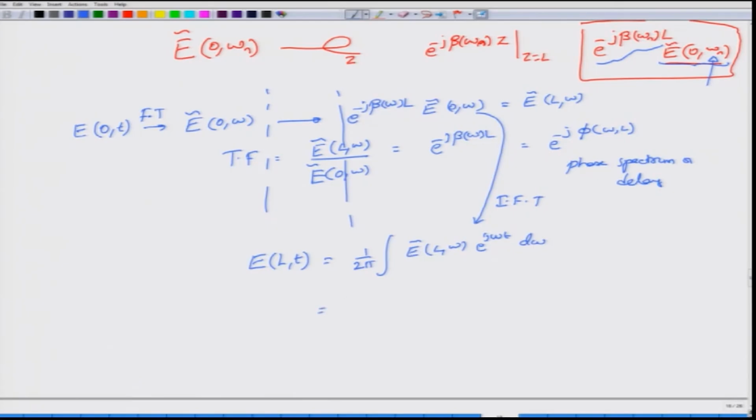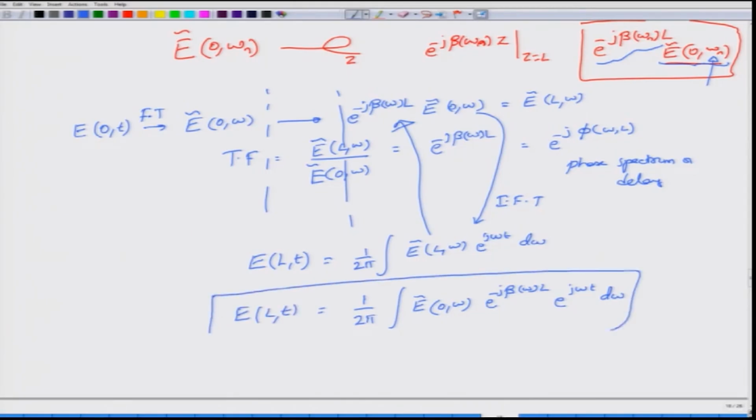Now, I know what E of L comma omega is because that is precisely the output frequency spectrum that I have. So, I will go back and put that spectrum. So, I have E of 0 comma omega e to the power minus j beta of omega L, times e to the power j omega t d omega. Now, this is the expression that you have. Of course, to properly solve this, you need to know the input spectrum, and you also need to know the dependence of beta on omega, and once you know these two quantities, then you can find out what would be the output. Let us consider a few special cases.